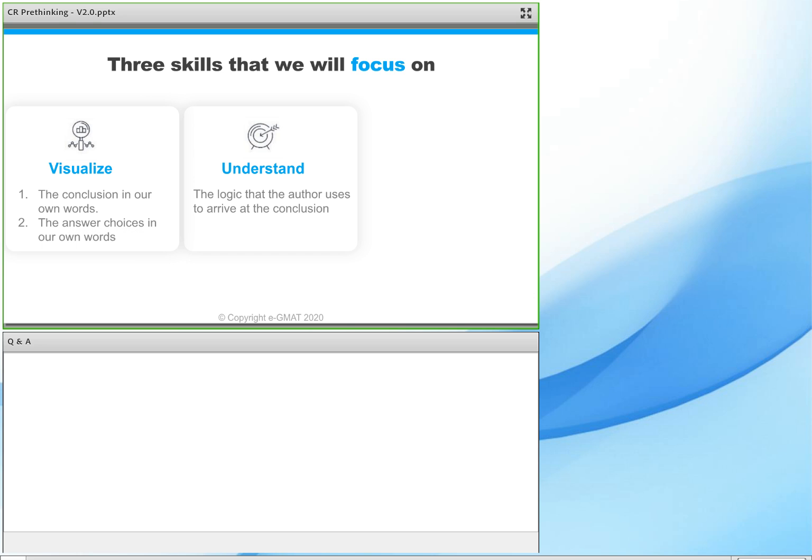The second thing we want to do is make sure that we understand the logic that the author uses. GMAT critical reasoning arguments are very logical. The author is a very logical person.